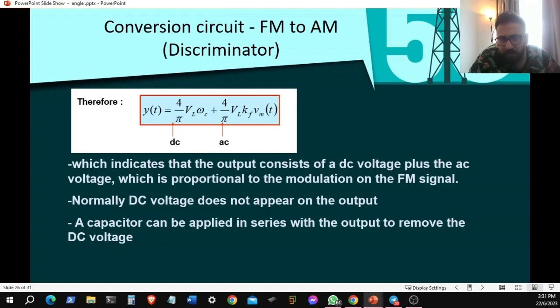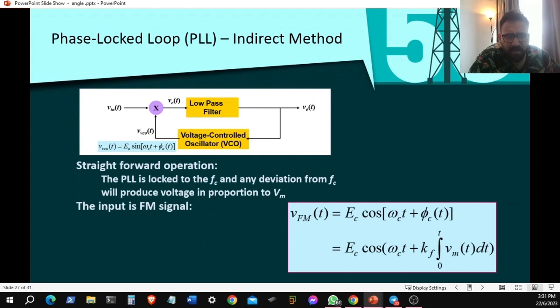Normally, DC voltage doesn't appear on the output. A capacitor can be applied in series with the output to remove the DC voltage, as was explained in electronic circuit design. And now let's talk about the PLL indirect method as shown in the block diagram. The input goes to the mixer and then to the low pass filter, then to the V out, and we have a voltage controlled oscillator connected to the mixer. In straightforward operation, the PLL is locked to the FC, and any deviation from FC will produce a voltage in proportion to Vm. The input is an FM signal, which is shown in the equation equal to EC cosine omega CT plus KF integration of VMT dt.